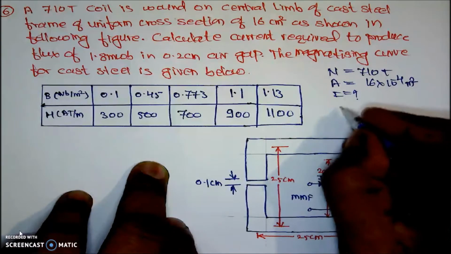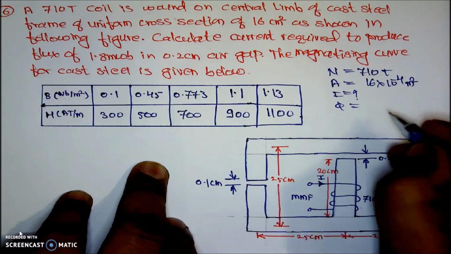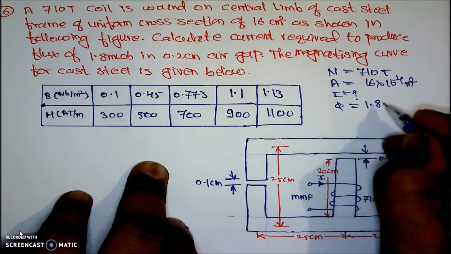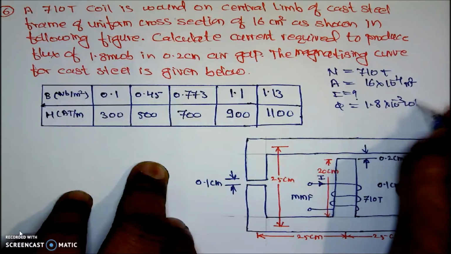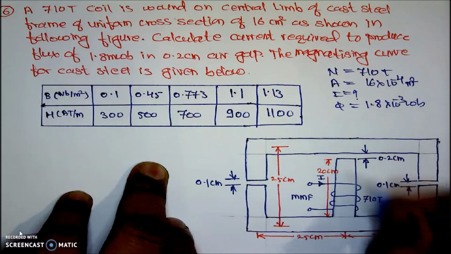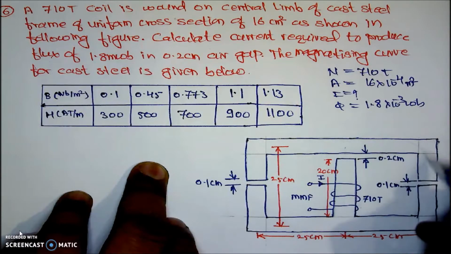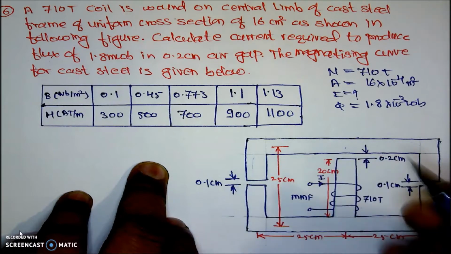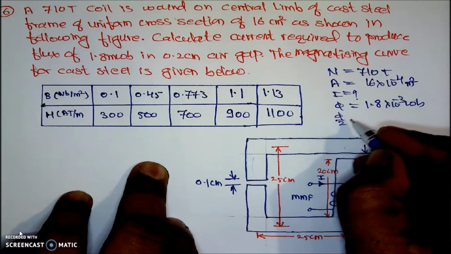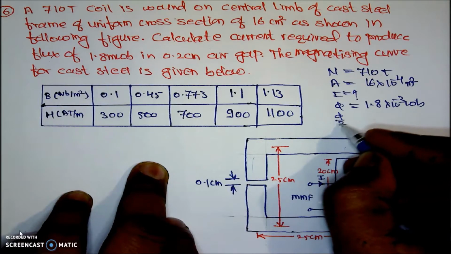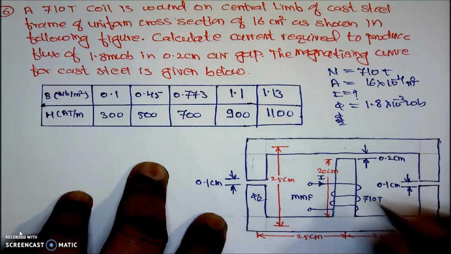In this case, the flux phi is given in the central limb, and that flux is 1.8 milliwebers, that is 1.8 into 10 to the power minus 3 webers. Here the flux is phi, then this is a parallel circuit. The flux will be phi by 2 on this side, and phi by 2 on this side. That's why I will keep the phi by 2 value ready, because I will use it later on.